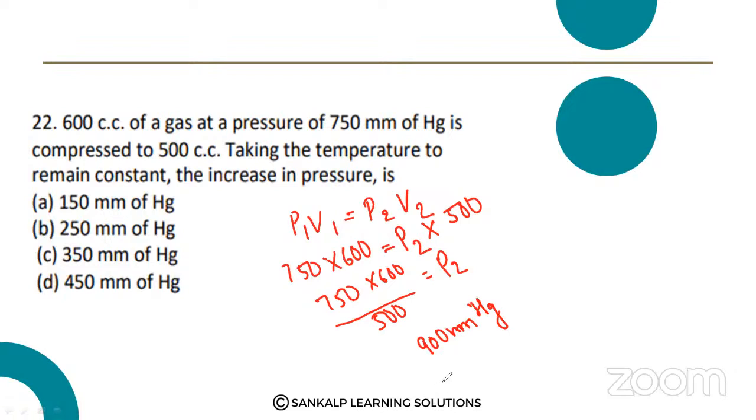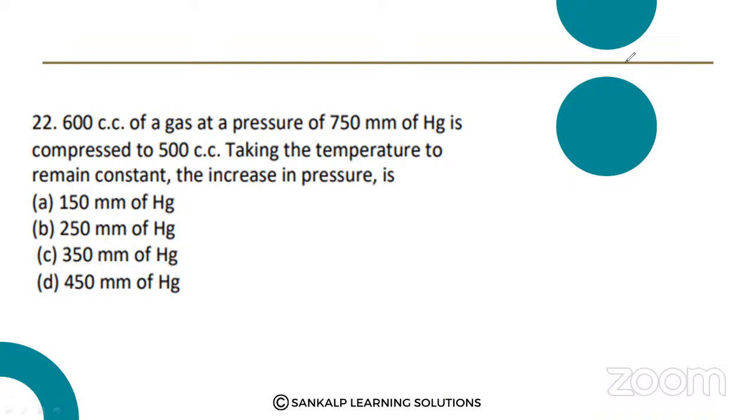So how do you calculate the increase in pressure? Increase in pressure is given by P2 minus P1. P2 is 900 and P1 is 750. So the correct answer is 150 mm. Like this, you are going to find out the increase in pressure. This is the correct way of solving.